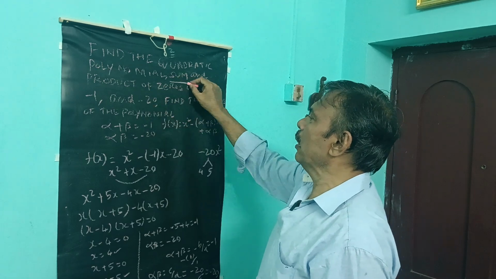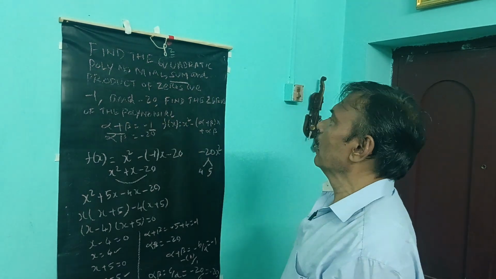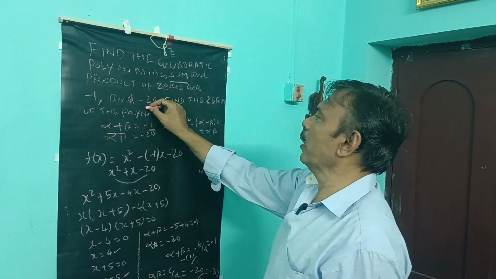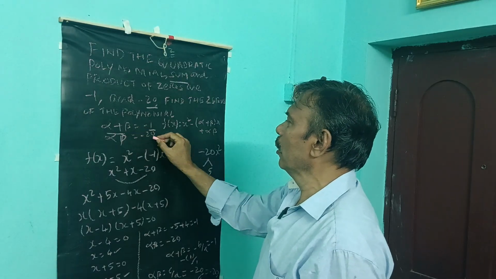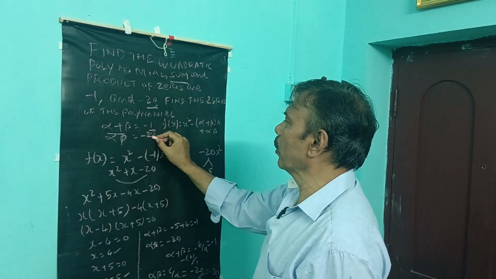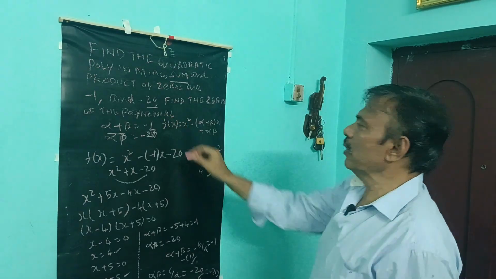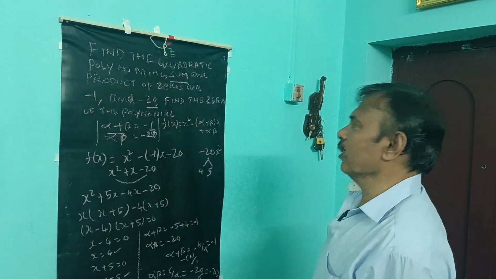The sum is alpha plus beta equal to -1. That is given. The product, alpha beta, is equal to -20. So this is given. Now we have to find the equation.